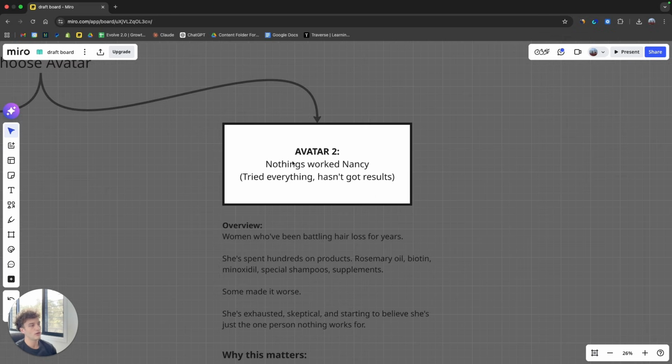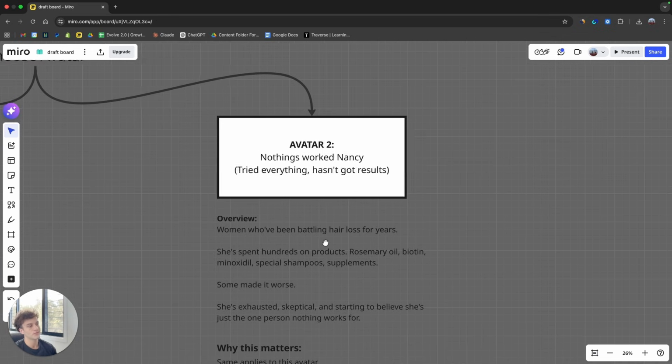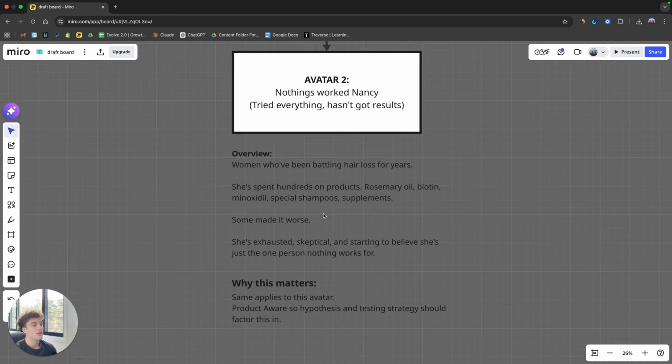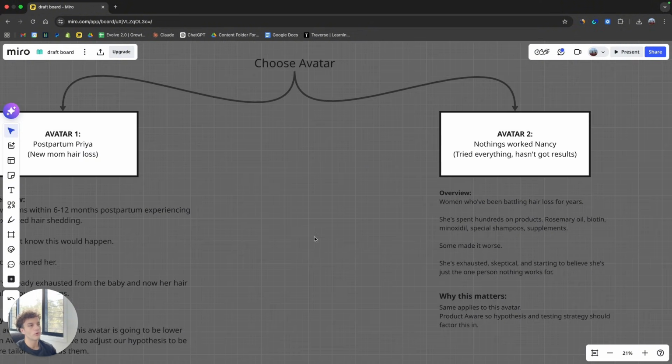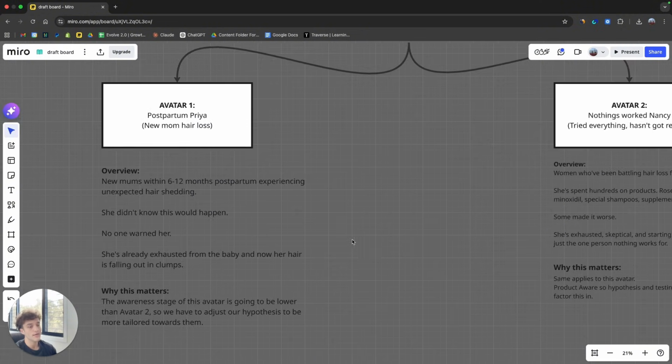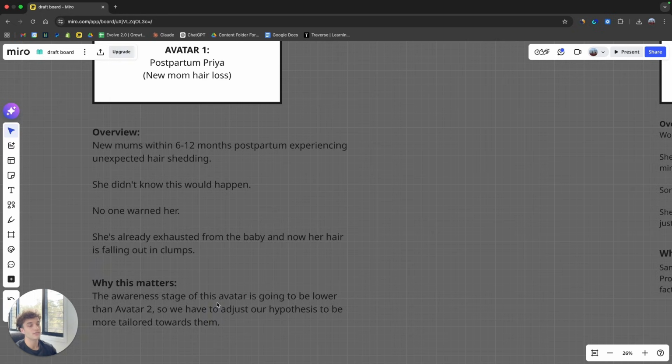And then over here, we have Nothing's Worked Nancy. Do you guys like my names or what? They're pretty good. But anyways, here is the overview of this avatar. You can see the reason why understanding who we're selling to first is so important and critical is that it's going to adjust the way that we target this avatar. Because the awareness stage of this avatar is going to be significantly lower than avatar 2.